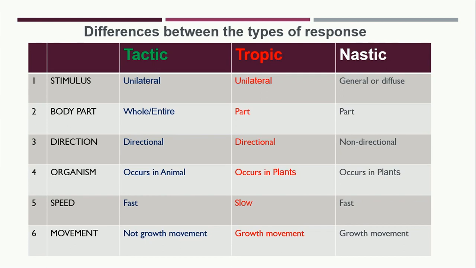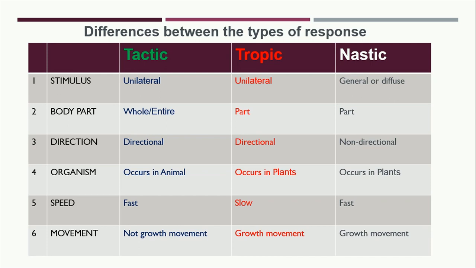Okay, in terms of direction, tactic is directional. That means it moves towards or away from the stimulus. In tropic, it is directional. It moves towards or away from the stimulus. But in nastic, it is non-directional. In terms of the organisms involved, tactic takes place in animals, tropic takes place in plants, nastic takes place also in plants. In terms of speed in responding to the stimulus, it is very fast in tactic, it is slow in tropic, and of course very fast also in nastic. These help organisms, especially animals, to avoid dangers.